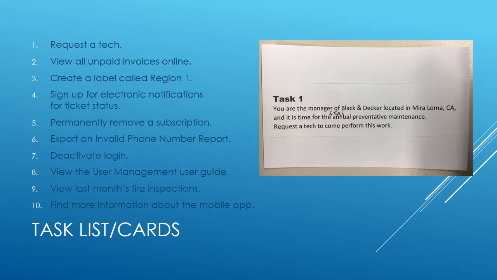This is the list of tasks each participant was asked to complete, along with a picture of a task card. For example, in order to request a tech, the user has to fill out an online form. The task card gives the user all the information he or she needs to successfully complete the task, such as location and what type of work to request.